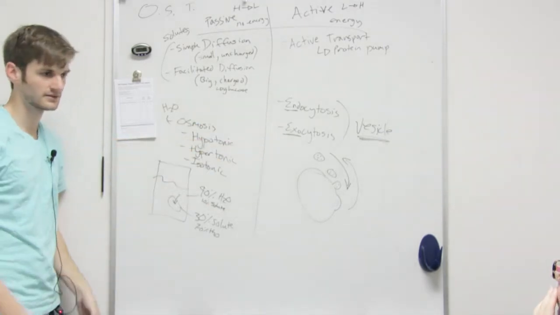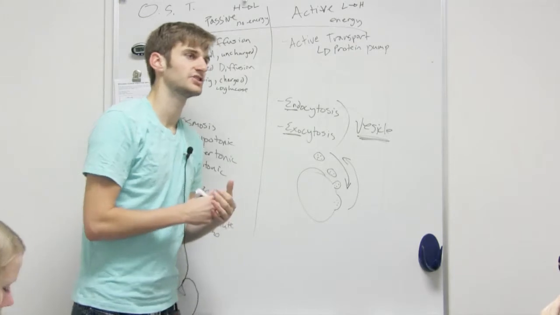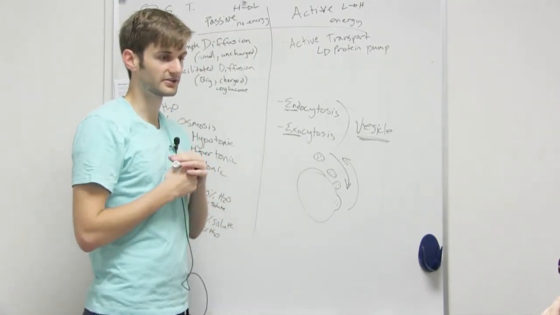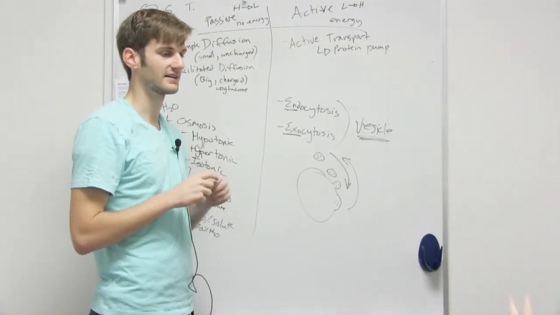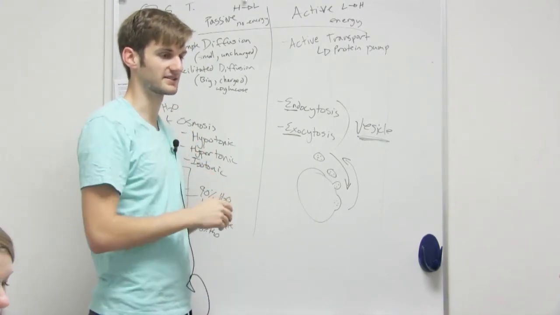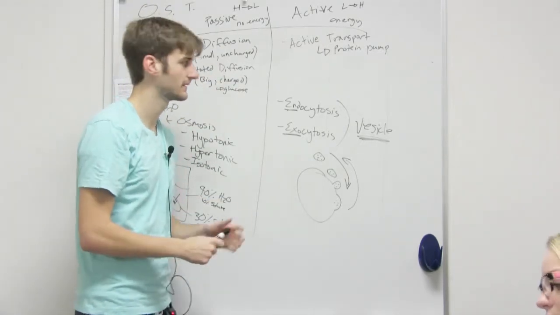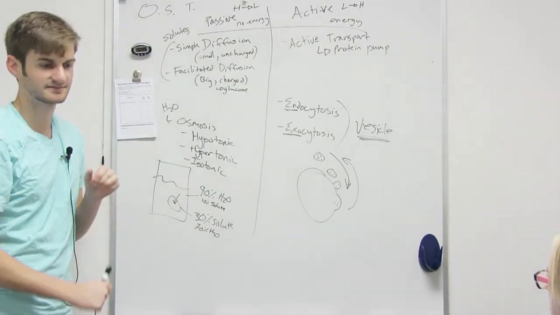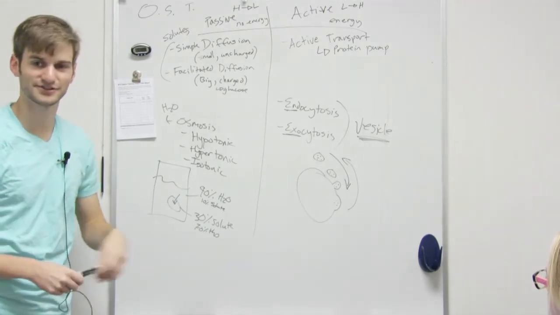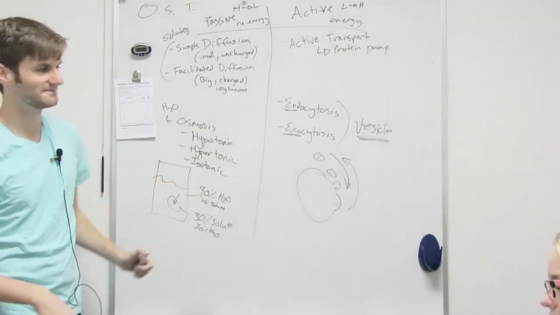Wait, can you repeat that question that you just said? So, you have a low amount of glucose outside the cell and a high amount inside, and the glucose is traveling from outside into the cell. Okay, got it. So you're going from low to high. Yep. Okay. Any questions about transportation? Good? Perfect.